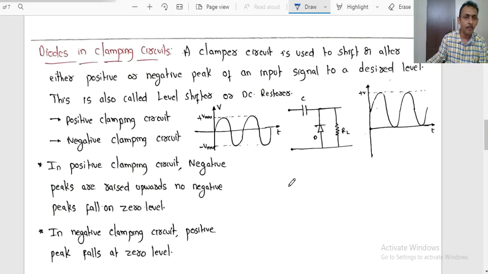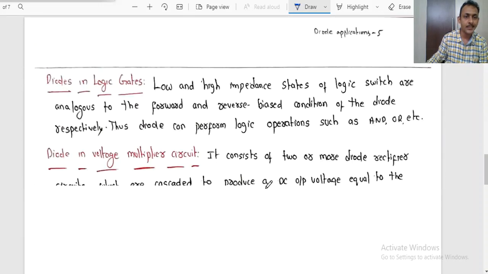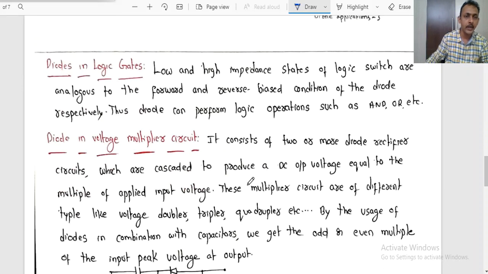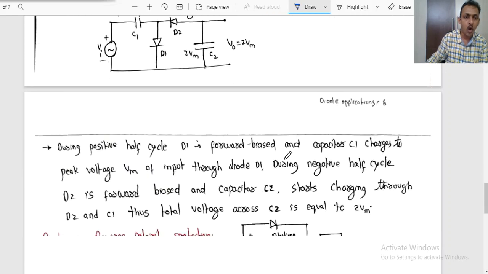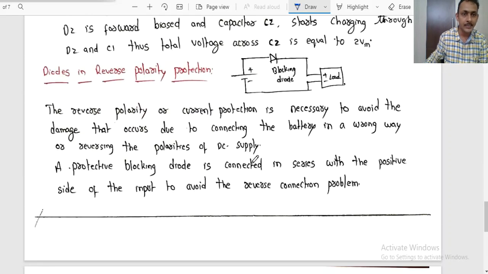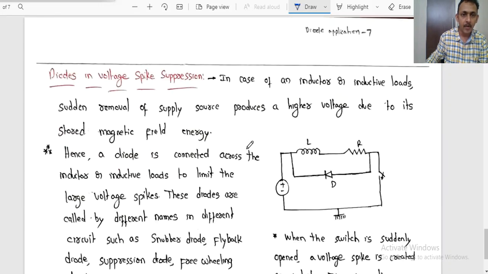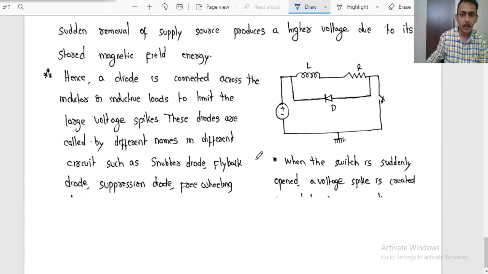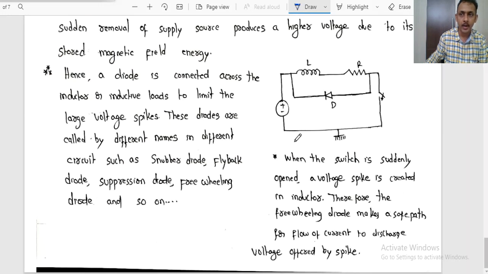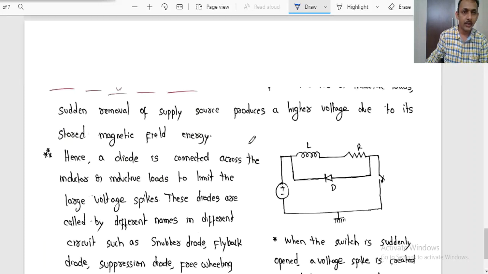What do we mean by positive clamping and negative clamping circuits, and also we will discuss the use of diodes in logic gates, how a diode is used in a voltage multiplier circuit and its operation, and also the diode in reverse polarity protection, and finally the diode in voltage spike suppression, its circuit diagram. All those things will be discussed in this video, right?